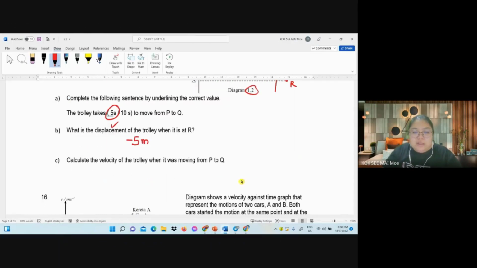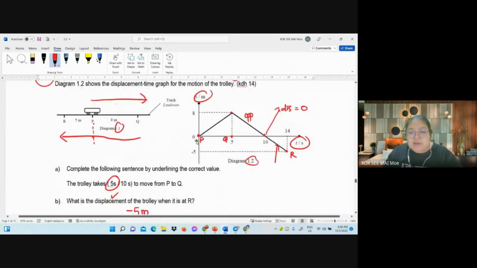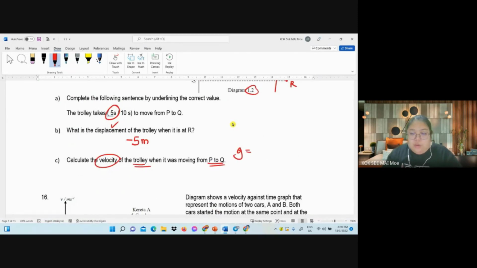Okay, calculate the velocity of the trolley when moving from P to Q. Velocity means gradient. P to Q, that means the 8 meter. So you just find the gradient. Okay, 8 over 5.